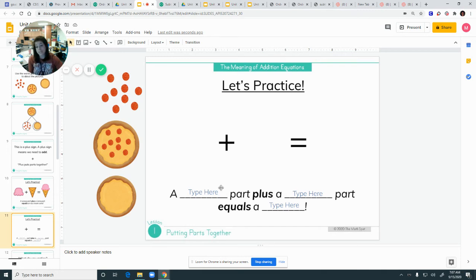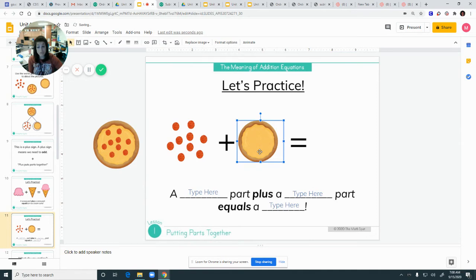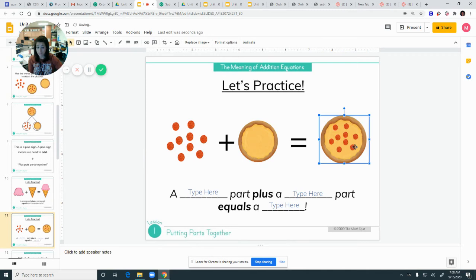Let's do that with our pizza. What were our pieces to our pizza? You're right. We had our pepperonis. We had our crust. When we put those two together, we got our pizza. So the pepperoni pieces plus our crust equals our pizza.